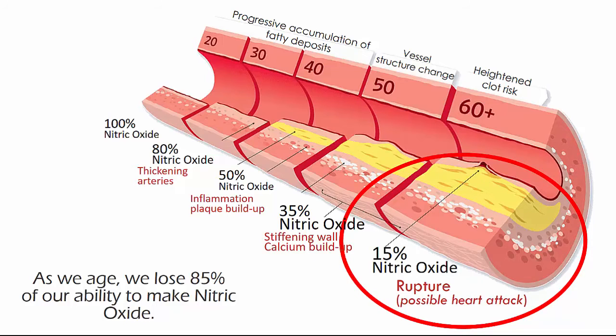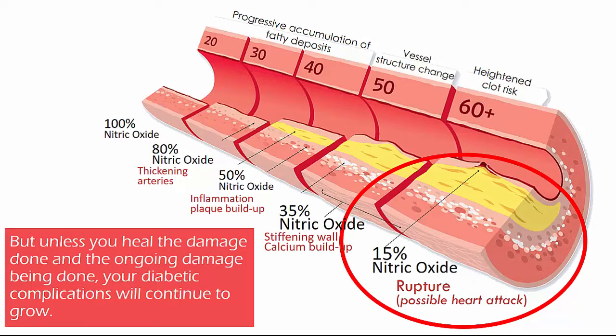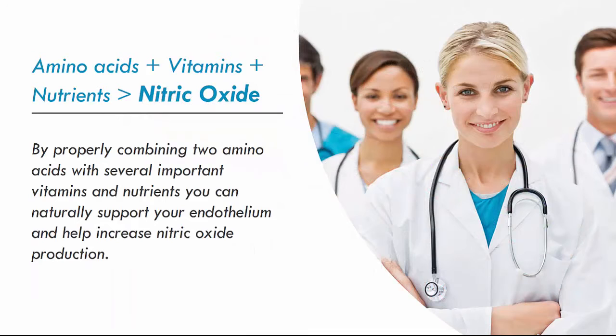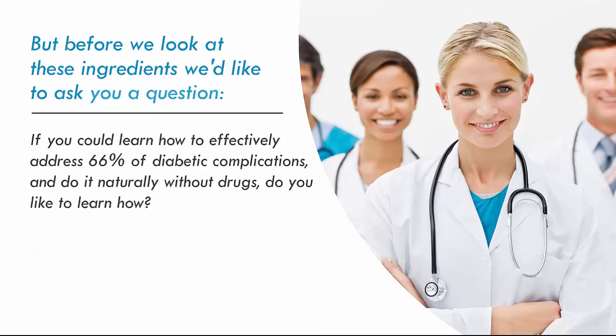Learning how to properly control your blood sugar is important to reducing the potential damage to this vital tissue. But unless you heal the damage done and the ongoing damage being done, your diabetic complications will continue to grow. By properly combining two amino acids with several important vitamins and nutrients, you can naturally support your endothelium and help increase nitric oxide production.